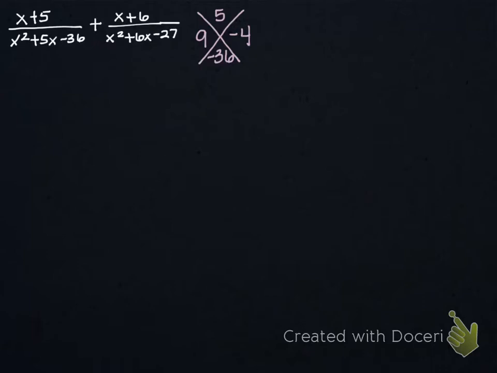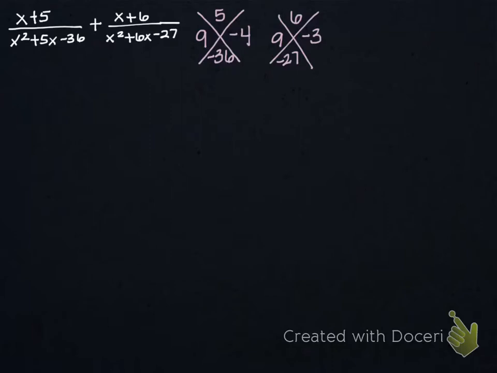Now I'm going to do it for the second rational expression. I'm going to set up my factor x. I'm looking for two numbers that will multiply to give me negative 27 and add to give me a positive 6. And that would be 9 and negative 3. And often in these problems you'll find that you have factors that match, just like we did.